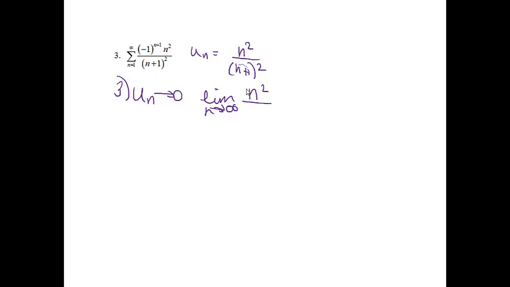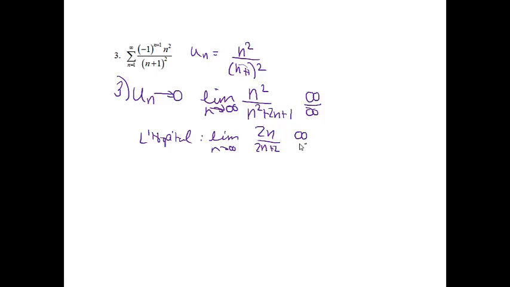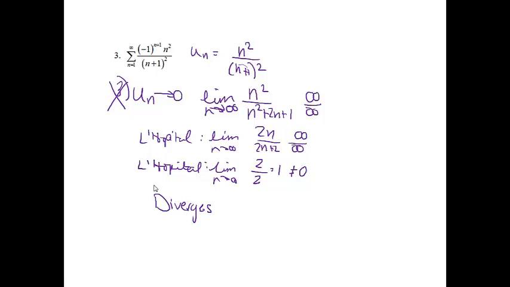So we've got n squared. I'm going to FOIL that out, so I'm going to get n squared plus 2n plus 1, and when I do that, I do get infinity over infinity, and when I use L'Hopital, we'll get the limit as n approaches infinity of 2n over 2n plus 2, and then once again, if I plug in infinity, I'll get infinity over infinity, so I get to use L'Hopital one more time. So I'll find the limit as n approaches infinity of 2 over 2, which reduces to 1, and that definitely is not 0. So since u sub n does not approach 0, we know that this series must diverge.